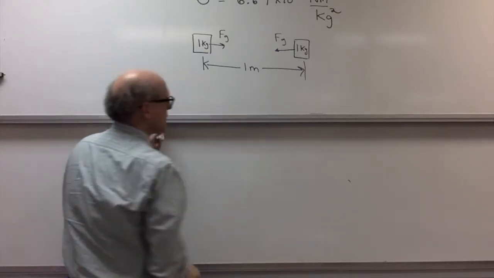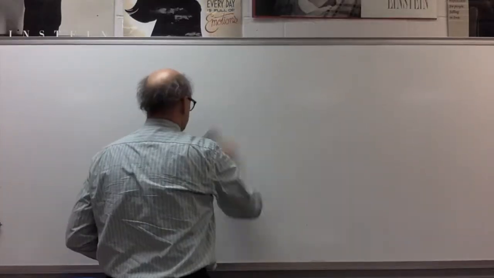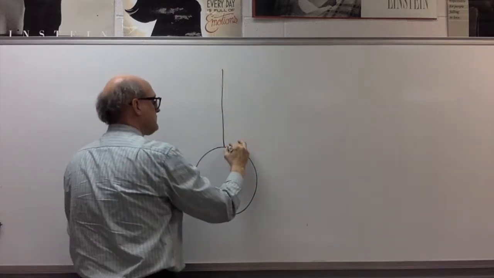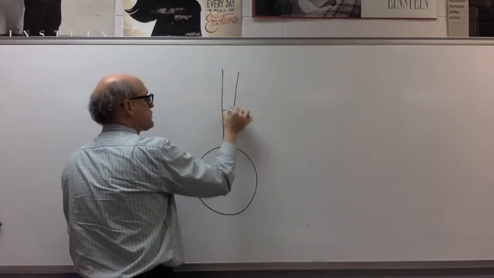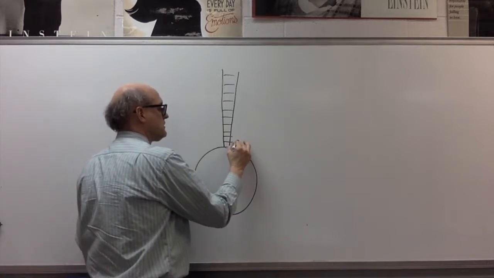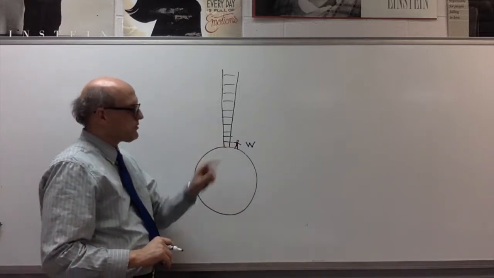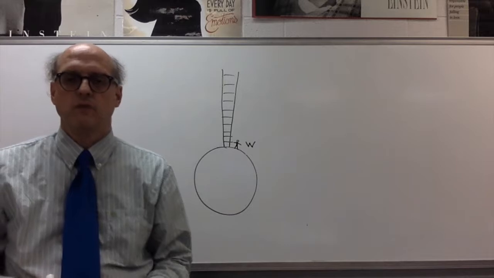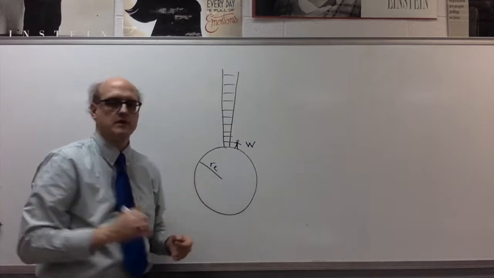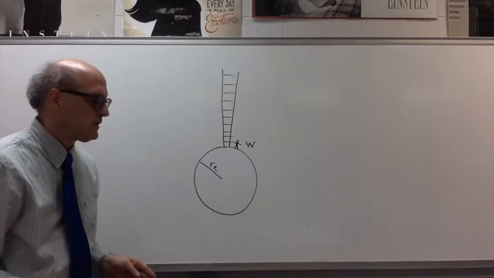Suppose we have a very, very, very tall ladder. We set it up so that someone can climb as high as they want above the surface of the earth. And let's say at the surface of the earth, the person has a weight W. Well, what is the distance that that person is away from the earth? Well, we would say the radius of the earth, because the distance that we use in Newton's universal law of gravitation is the center-to-center distance.